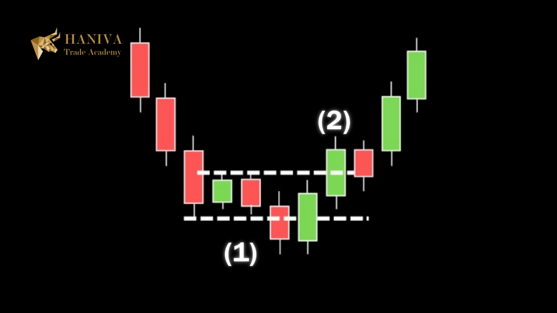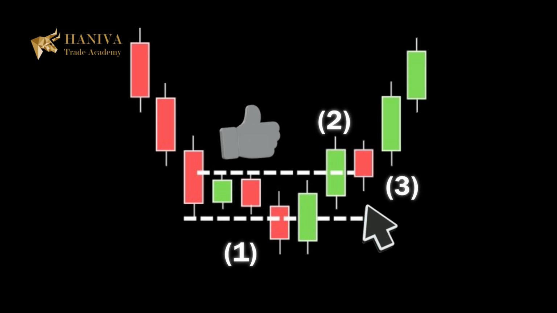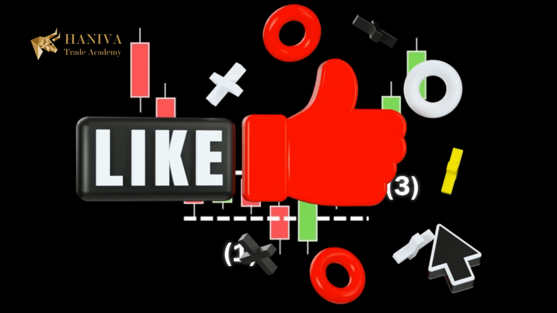The second setup is after hunting the inside bar from the opposite side, and the third setup is after confirming the tick fractal pattern.